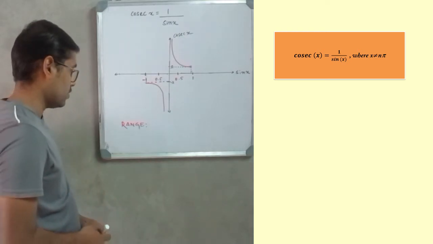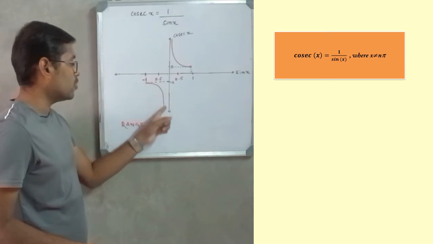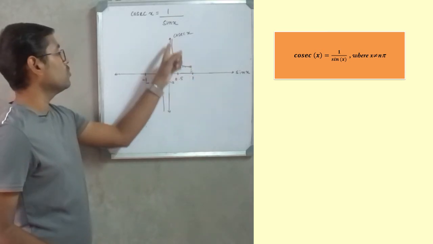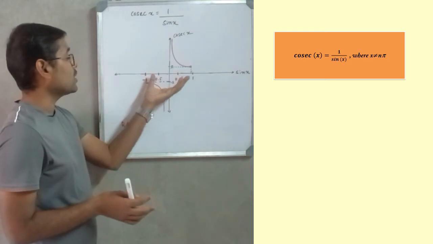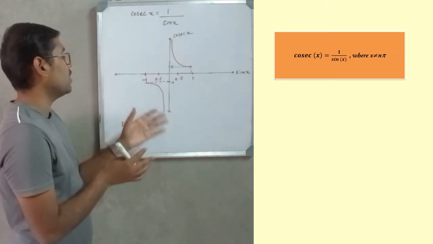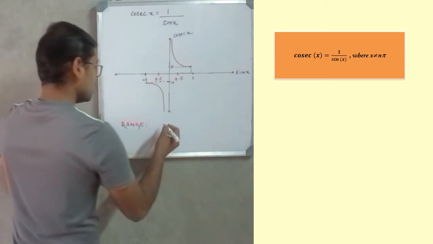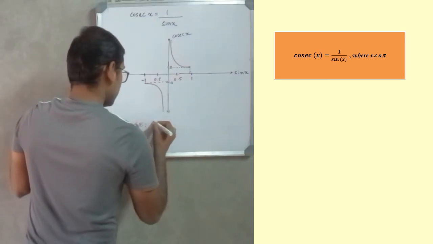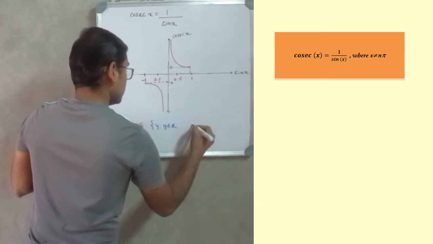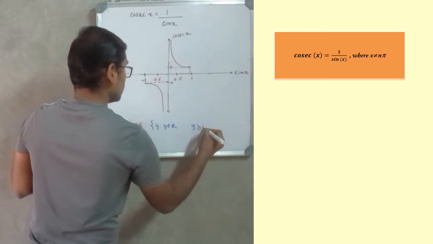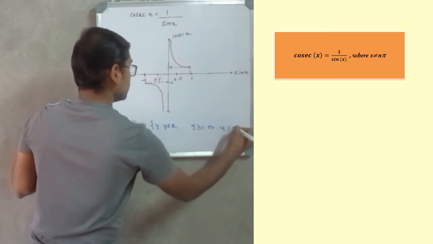So what is the range then? The range of cosec x is from -1 to -infinity, and from +1 to +infinity. And if you observe here, cosec x will not take any value between -1 and 1. So the range is the set of all y, where y belongs to the real numbers, and y here is greater than or equal to 1 or y is less than or equal to -1.